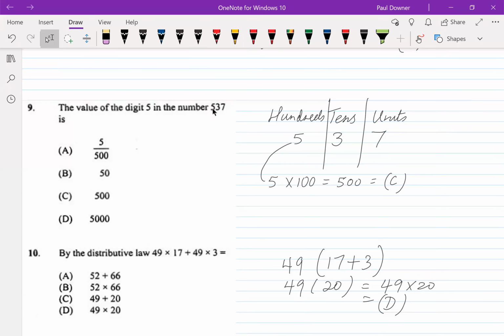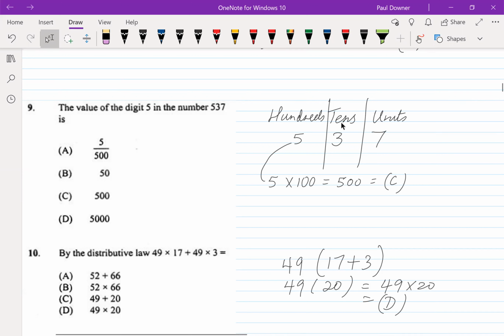Sometimes they ask you what's the place value in standard 1, 2, and 3. And some people don't know that there's a difference between value and place value. In this case, the value of 5 would be 500, which would be 5 times 100, or 500, which would be answer C. But if they had asked you what is the place value of the digit 5, you could not have said C or 500. You would have had to say hundreds. The place value would be hundreds, right?